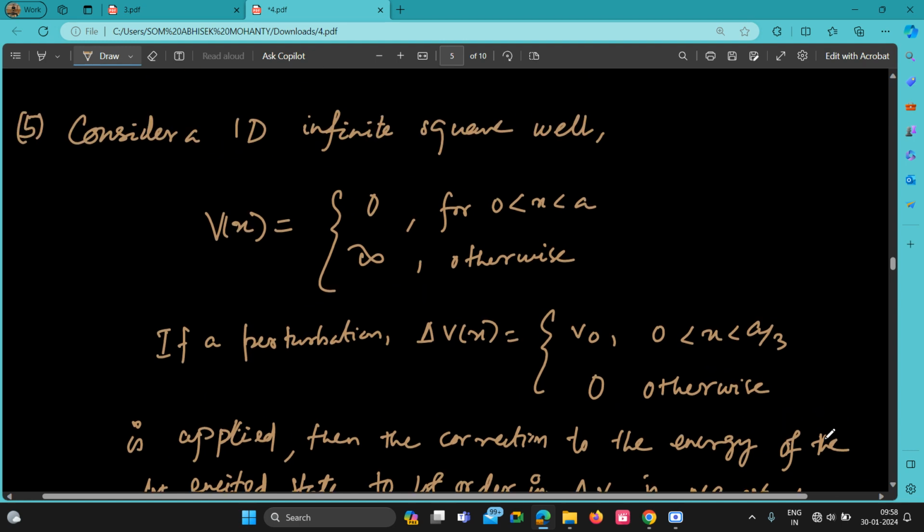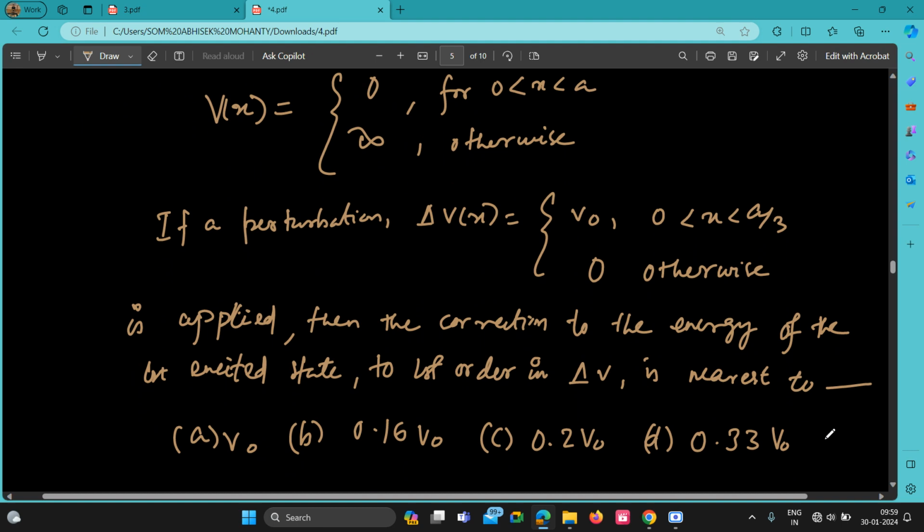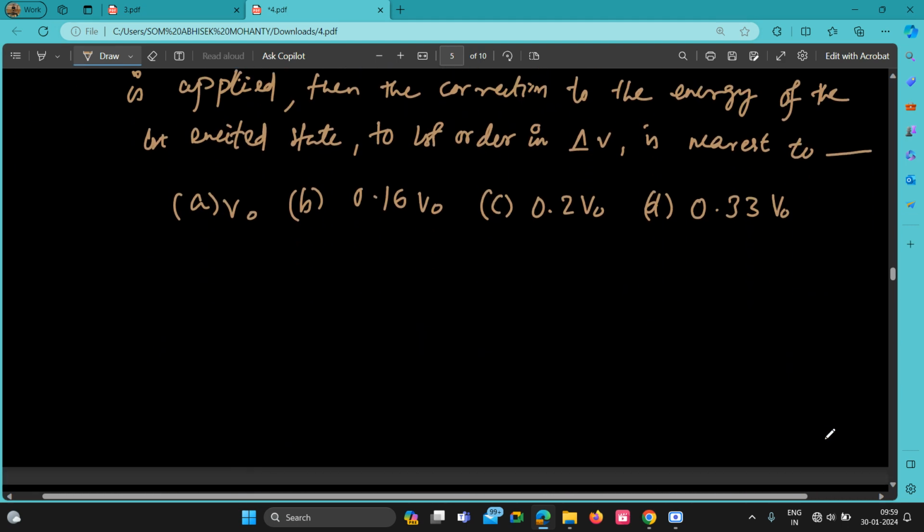Okay. Consider a 1D infinite square well V(x) is equal to 0, infinity. Perturbation delta V(x) is V naught, 0 otherwise, applied. Then the correction to the energy of the first excited state to first order in delta V is nearest to. Okay, this is a 1D infinite square well.